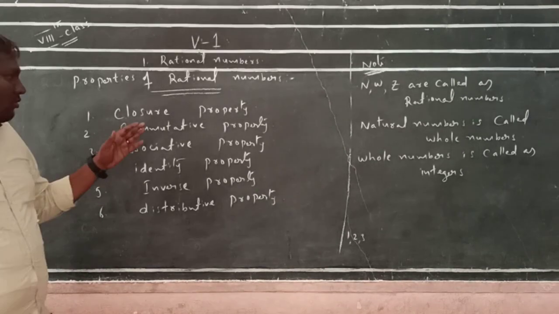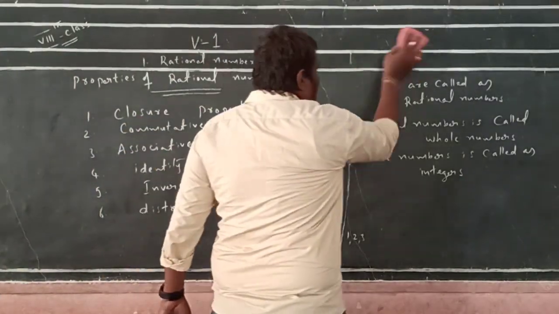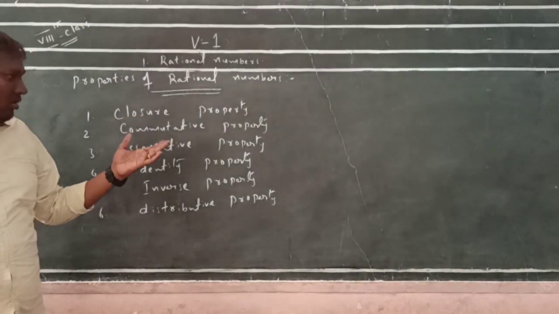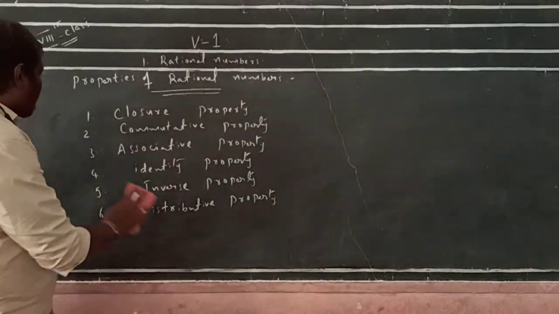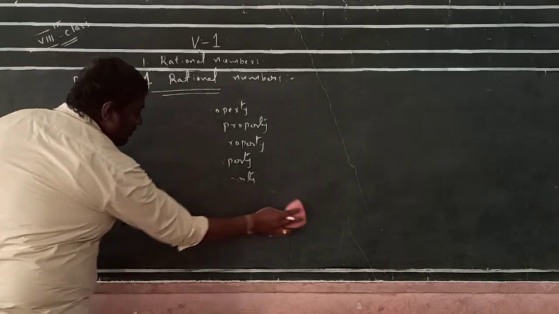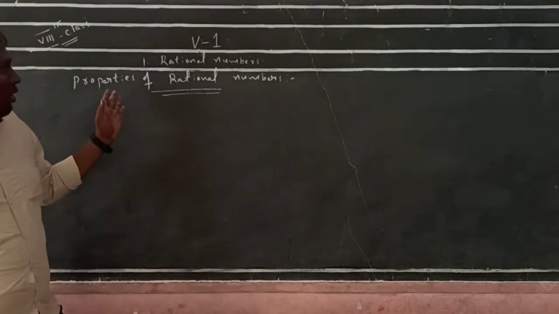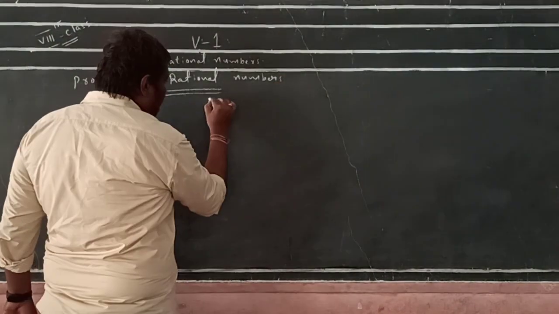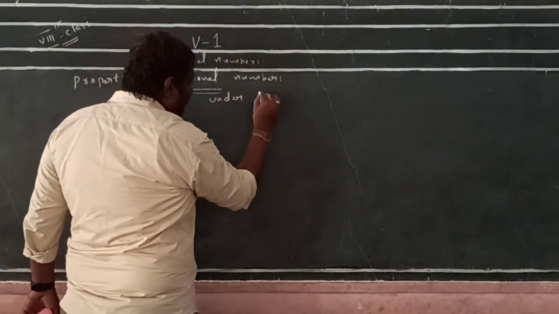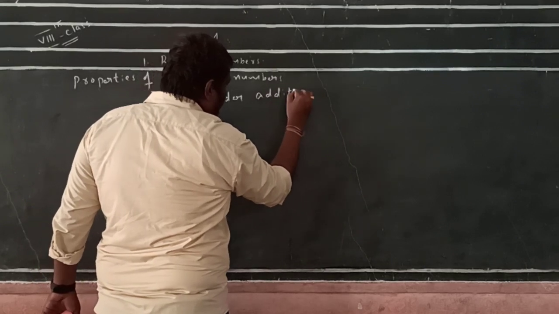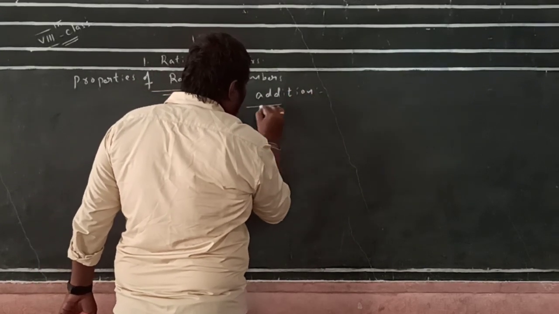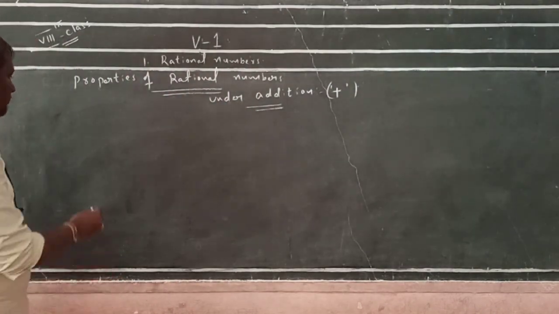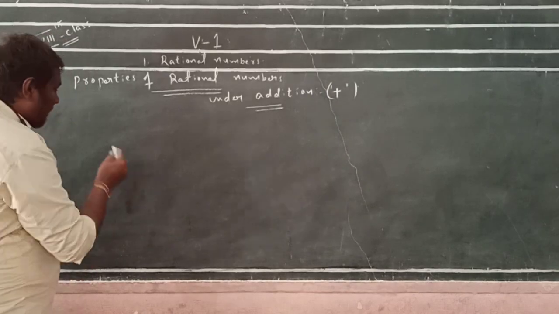Okay. Then, if you don't know what the closure property is or what the commutative property is, you have to start this explanation. The properties of rational numbers under addition. Okay. What is the first property? It is closure property.